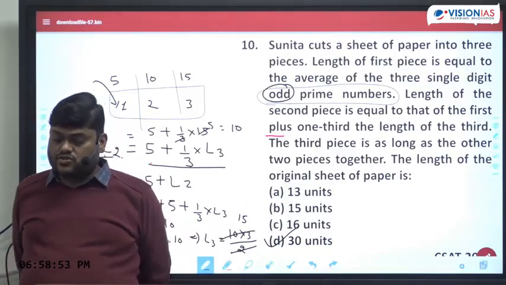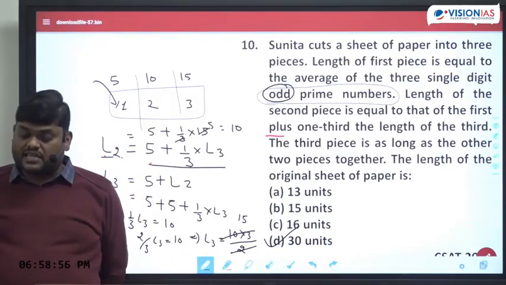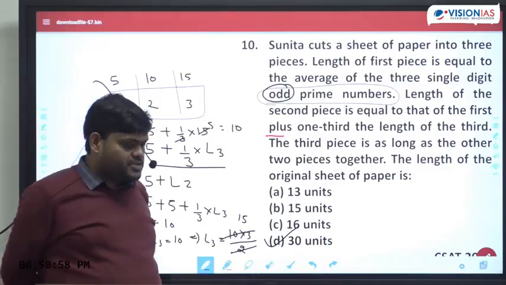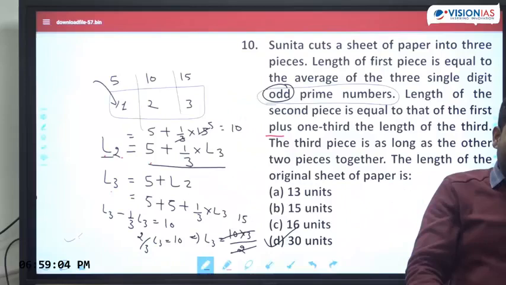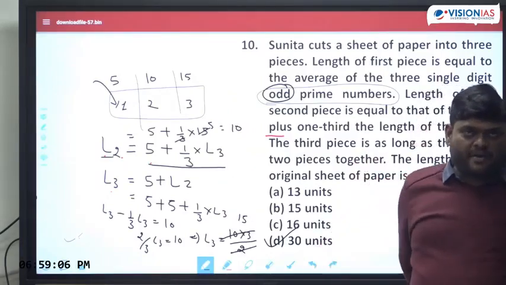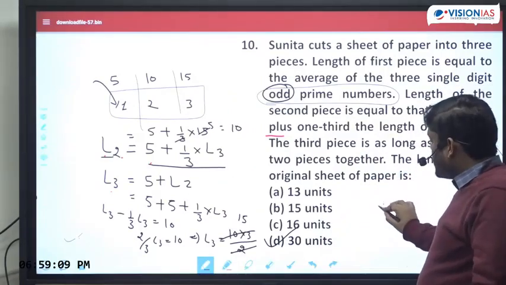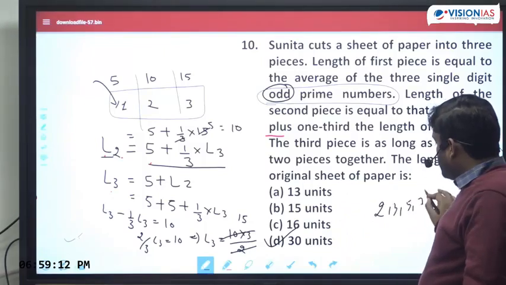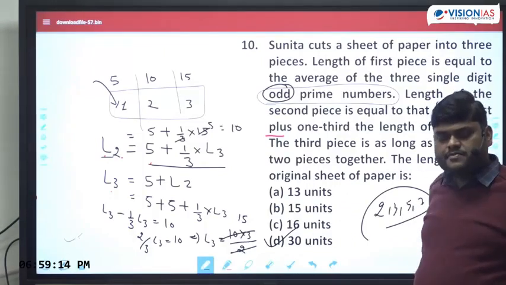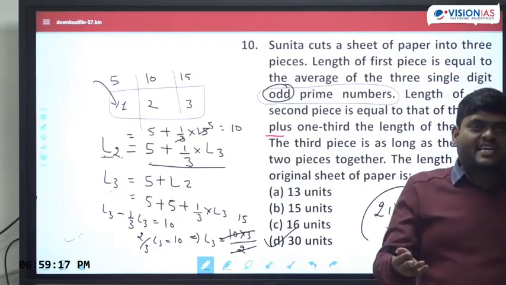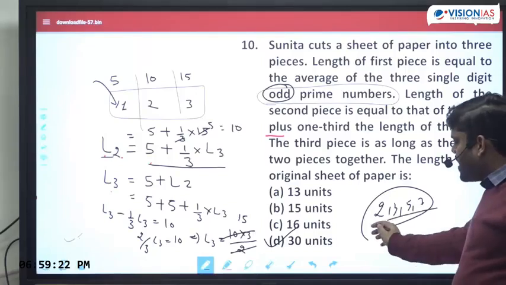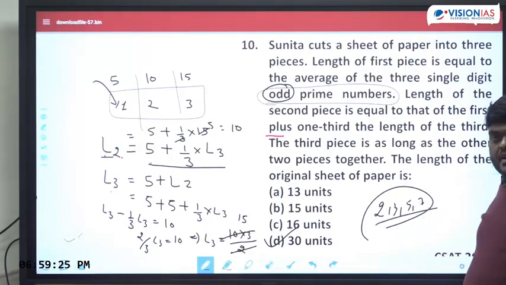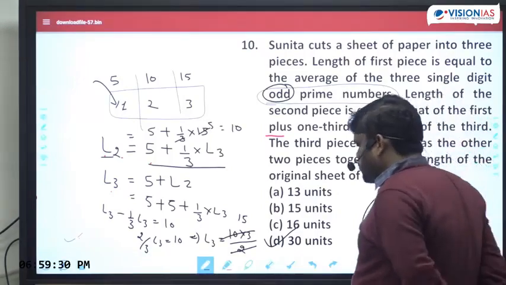Shivam is asking, sir, this question does not say that the first is a single digit odd prime number, so how can we assume? Can you tell me any other single digit prime number? Forget about the first, second and third. Apart from 2, 3, 5 and 7, tell me any other single digit prime number. Do we have any other? No, we don't have. These are the only 4 single digit prime numbers. Apart from this, there is no other single digit prime number. If you know any other number, tell me.